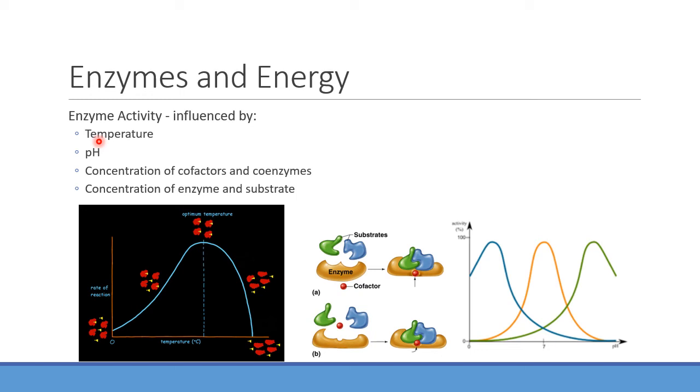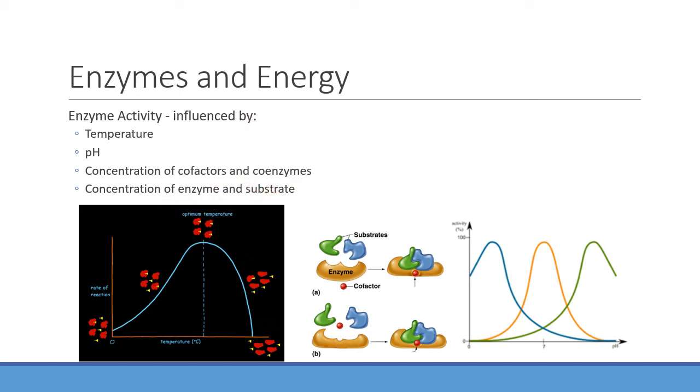pH can affect this pretty significantly. If the pH goes too high or too low, that can also affect enzyme activity. A lot of times, there's also the concentration of cofactors and coenzymes. We're going to talk about these in a minute, but these are things that are necessary to allow the enzyme to actually function, right? These are kind of supporting characters to help the enzyme do what it's supposed to do. And then also the concentration of the enzyme and the substrate.